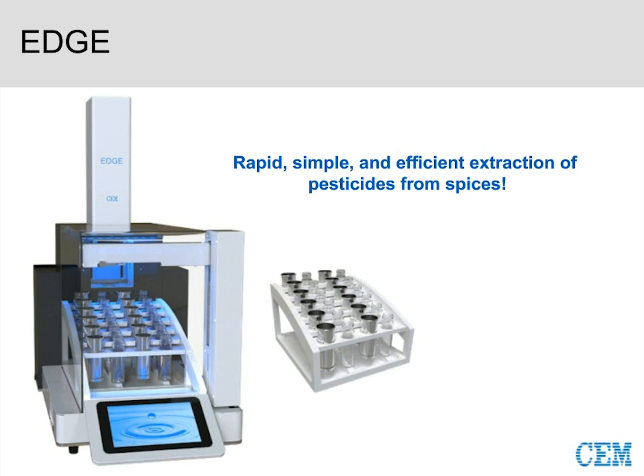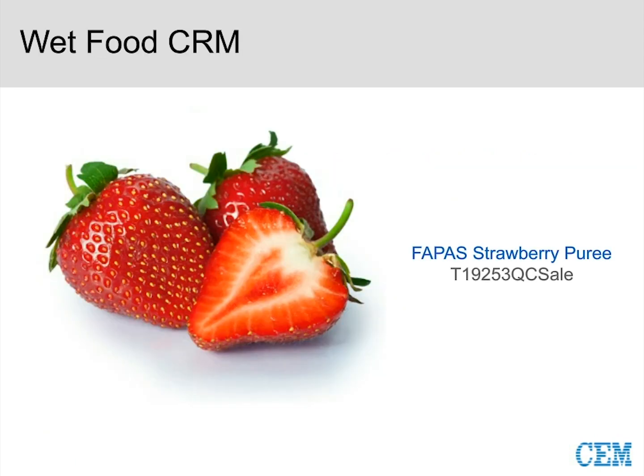So I've talked about difficult matrices. Spices definitely fall under that category, but that's a dry commodity, and in the world of foodstuff, there's obviously a very big difference from dry to wet. So I want to focus now on a wet food substance. What we're going to look at is probably the most iconically used sample for QuEChERS, okay? Strawberries. It's pretty much what QuEChERS was designed for.